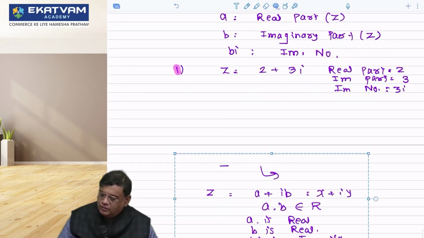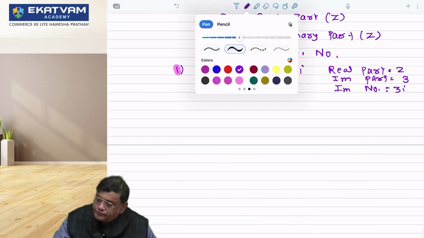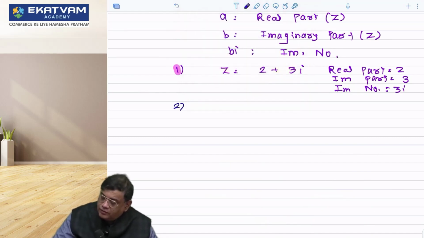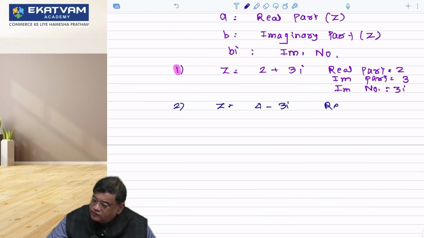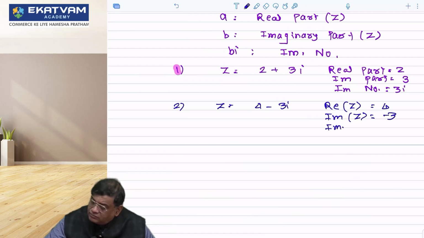Second, I write: Z is equal to 4 minus 3i. You have to tell me what is the real part of Z. It is 4. What is the imaginary part of Z? It's minus 3. And basically the imaginary number in that is what? It is minus 3i.